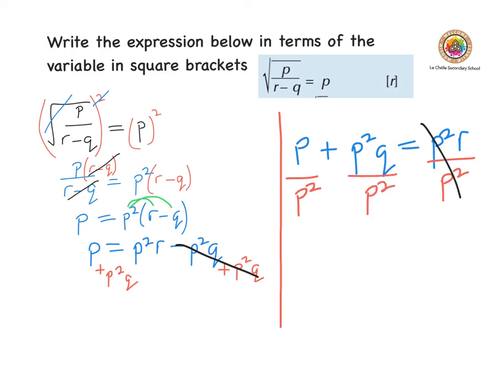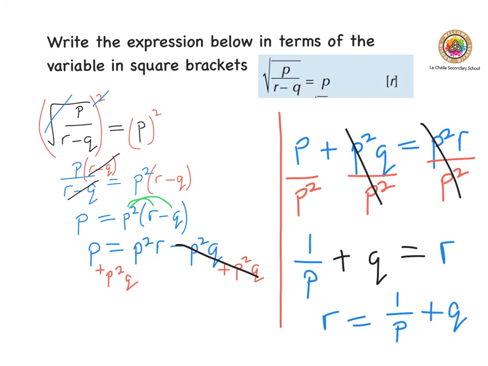These two cancel. p divided by p squared, well, that's going to give me 1 over p. Here I have p squared q divided by p squared. The p squareds cancel, so I'm left with plus q is equal to r. And there we have it, all in terms of r. So I just want to flip that around again so that I have r on the left hand side. So r is equal to 1 over p plus q, and that's our answer.